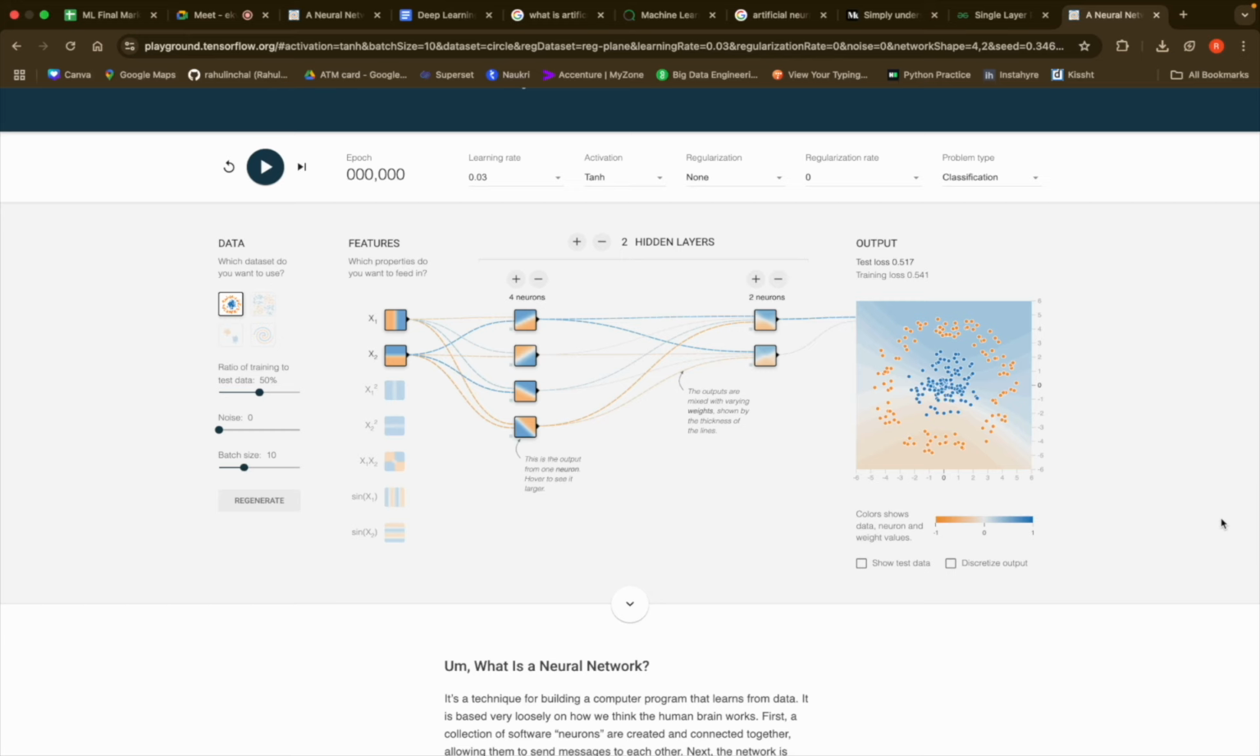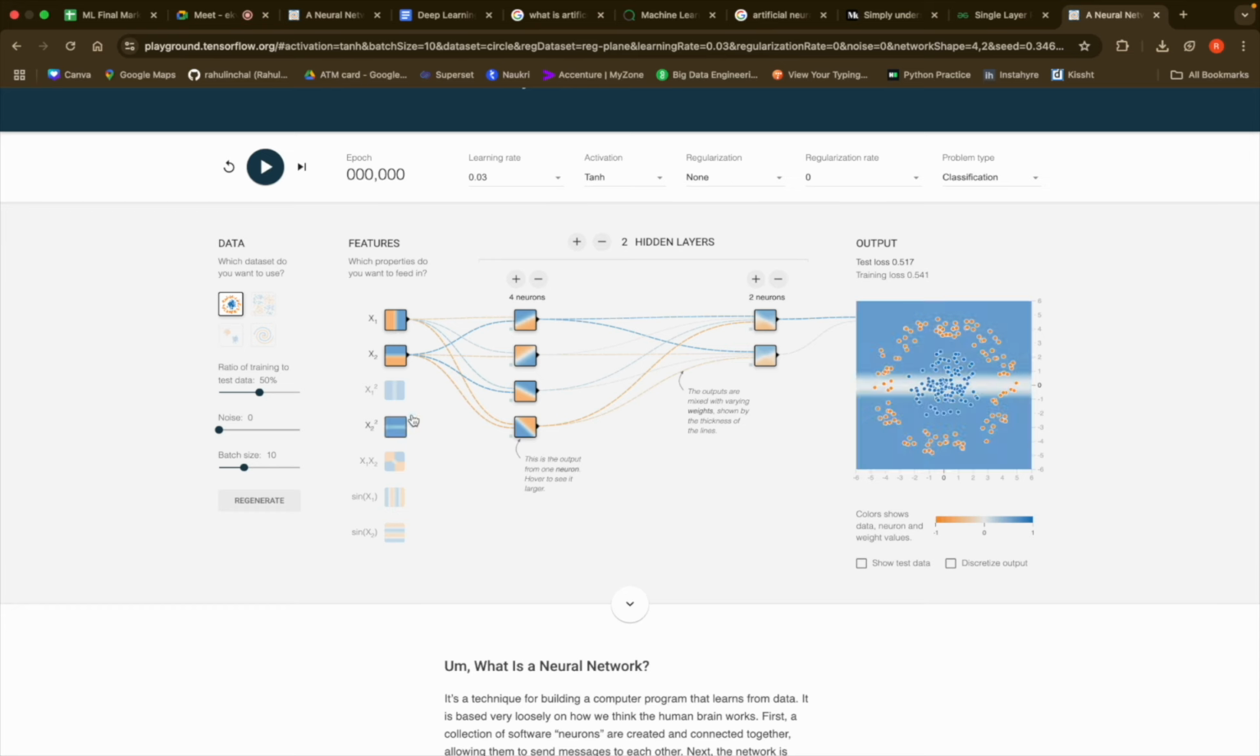Fine, and then the noise I have kept is 0. I don't have any noise in here. Noise means outliers. If I want noise I can keep something. Okay, batch size, I want to train 10 at a single time. Batch size is the number of data points used in one training step, say for example 10, so 10 data points will be fed at a single training step. That is what it is called. Okay, so we have understood each and everything.